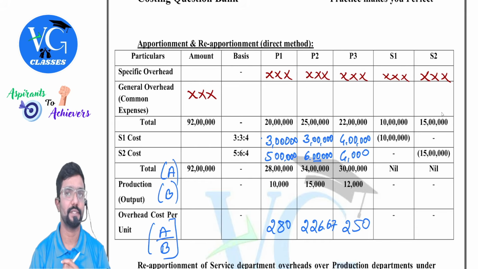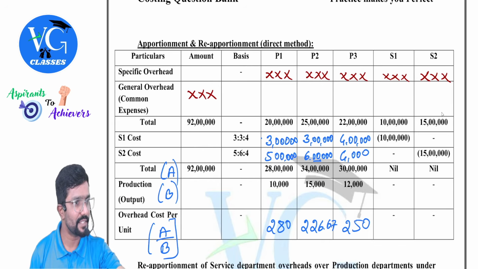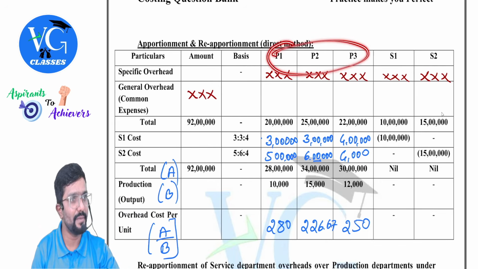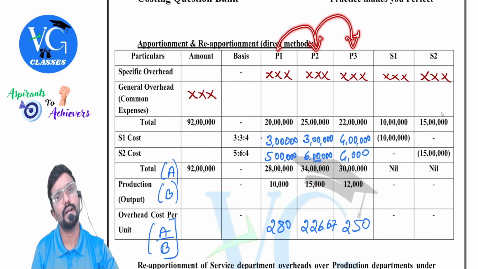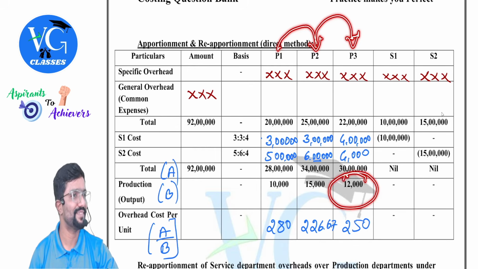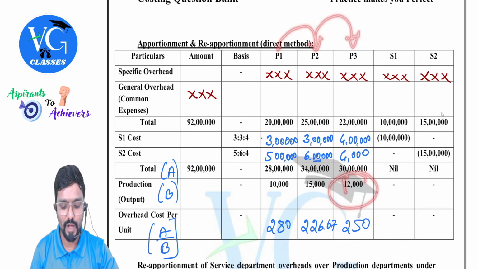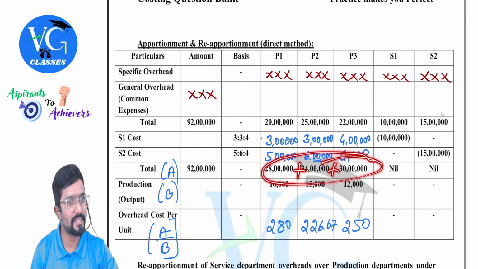Whereas, if the organization is producing only one product, all three production departments work like this: P1 will start the production, do some activity, and send it to P2. P2 will do their work and send it to P3. P3 will complete the product and send it to the sales department to sell it. So in that case, output would be there only in P3, the final output. Now how do I calculate the overhead rate? Simple. Add up the cost of all the departments divided by output.